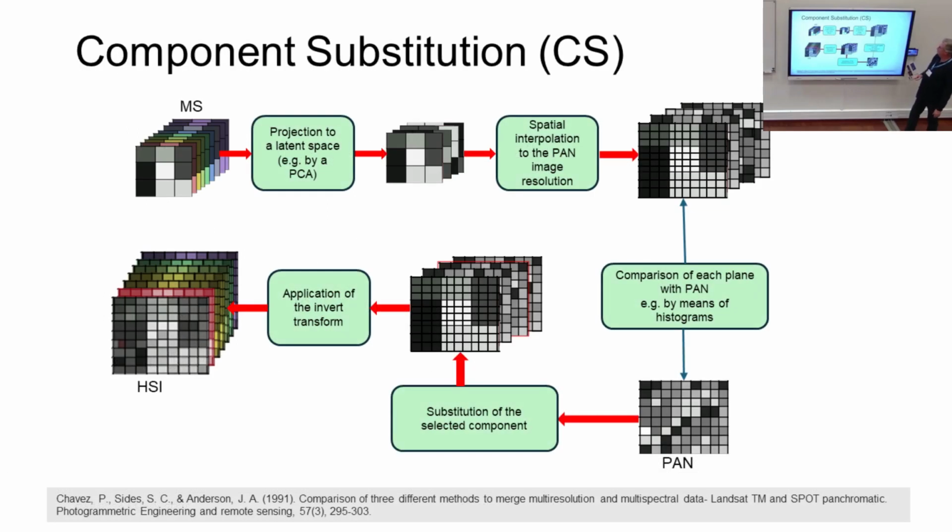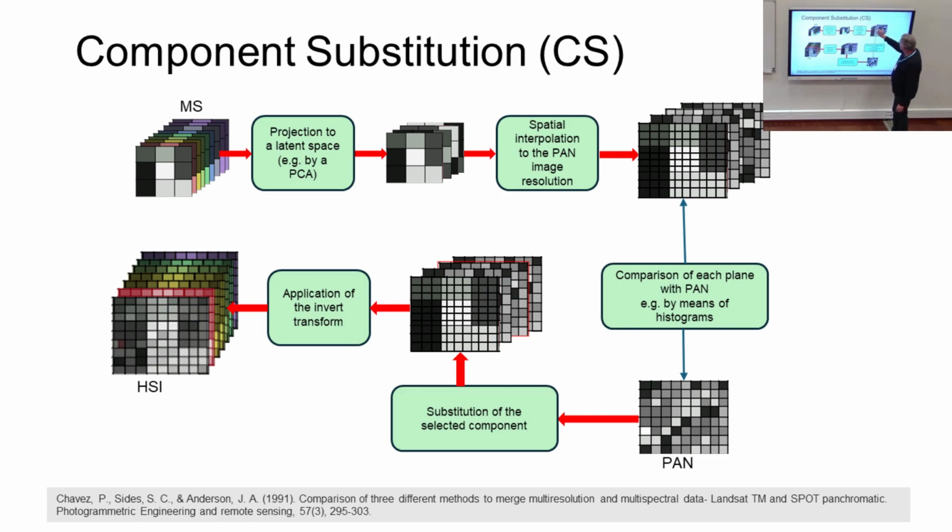So the first one is component substitution. We start with a multispectral image, so we have a lot of wavelengths, but very, very low spatial resolution. We have only some points, let's say, okay? And here we project that on a latent space, for example, doing a PCA. That means that here we have only some score images with low resolution. And then we interpolate these monochromatic images to the resolution of the pan image, the panchromatic image.